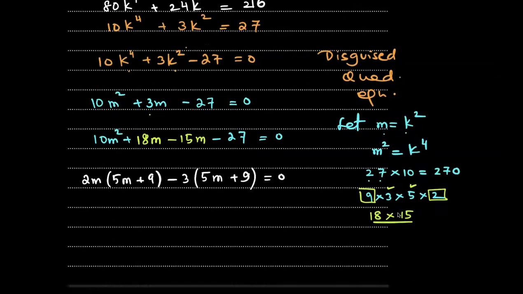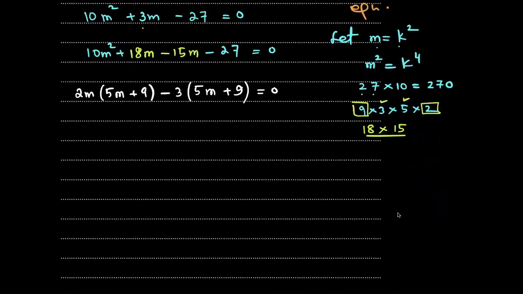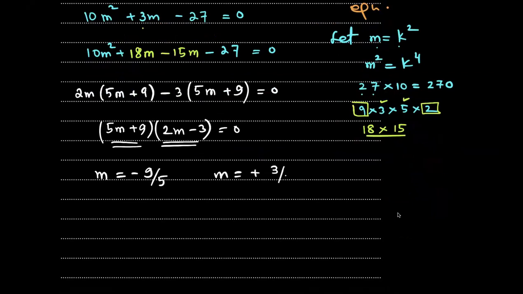And it's always a good idea to double check. So therefore, this is 5m plus 9. And this is 2m minus 3 equals to 0. Equate each bracket to 0. M is negative 9 over 5. M is positive 3 over 2.